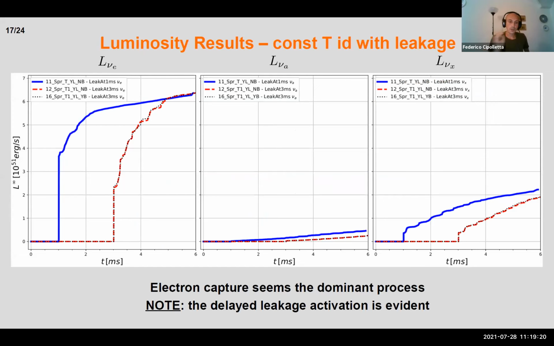We also analyzed the luminosity of the neutrinos for the different kinds of neutrinos. And you can see here clearly that the leakage scheme is activated in the blue curve after 1 millisecond, and in the other curves after 3 milliseconds, sorry. And again, the electron capture seems the dominant process. And here, as I said, the delayed leakage activation is evident.